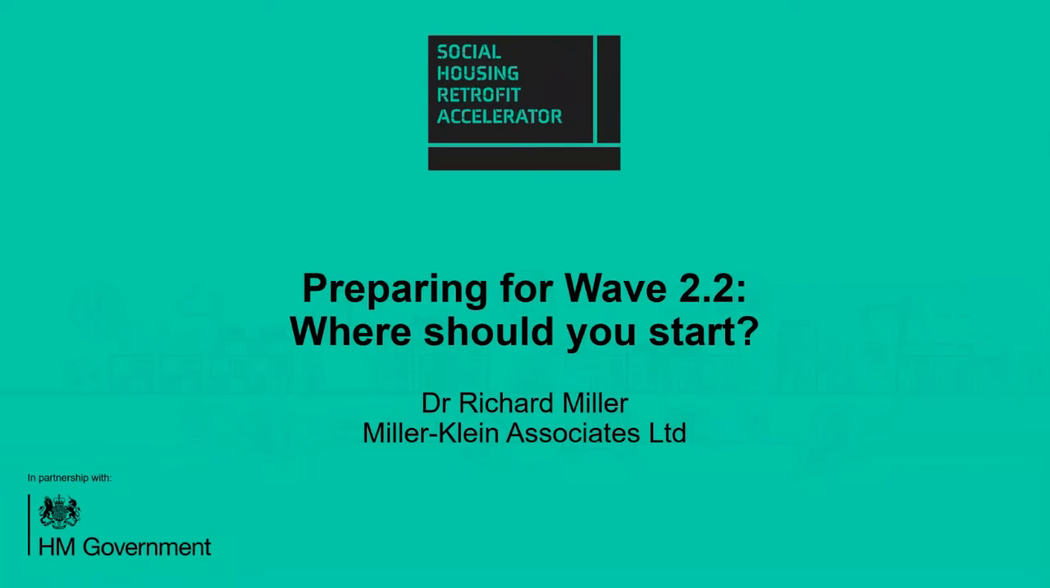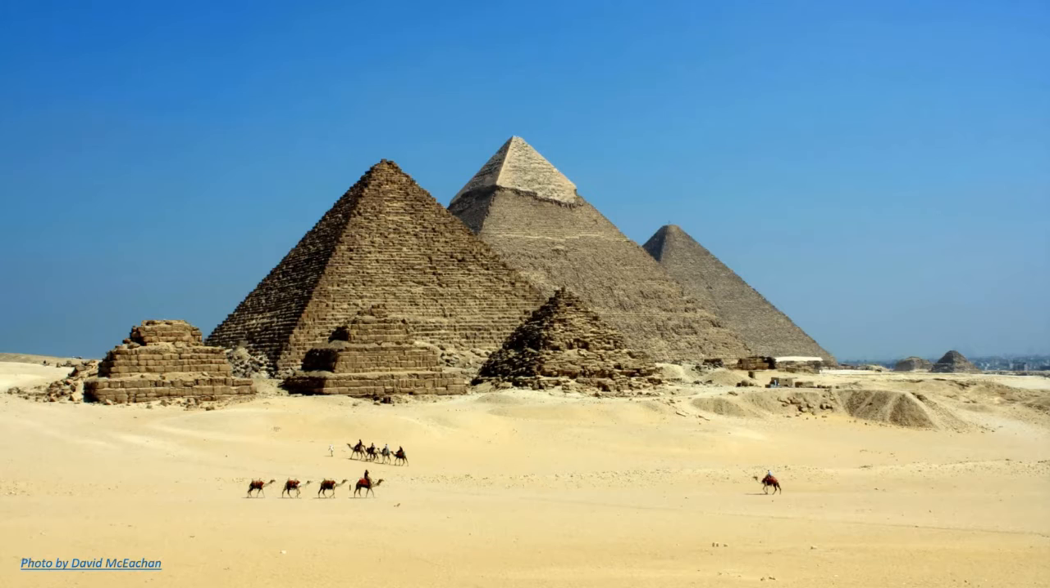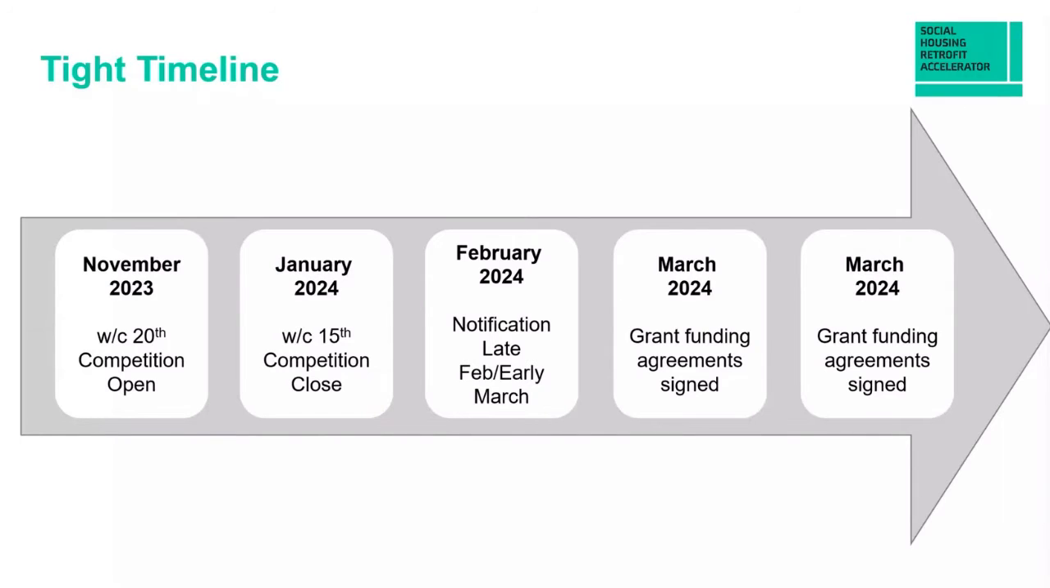This is going to be a fairly rapid clatter through some of the things that you need to consider about getting involved in Wave 2.2. So the first challenge is that the projects that you're trying to engage in, these are big, complex construction projects, and they have to be delivered on a tight timeline. There's not a lot of room for too much thinking, too much going back and going over things.